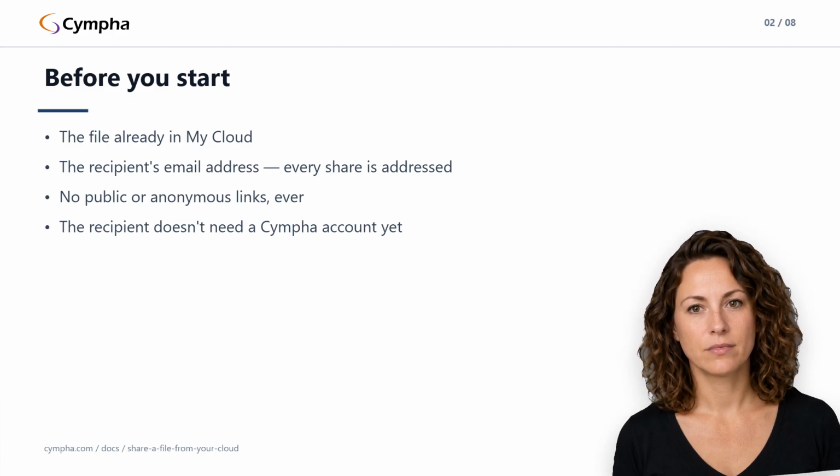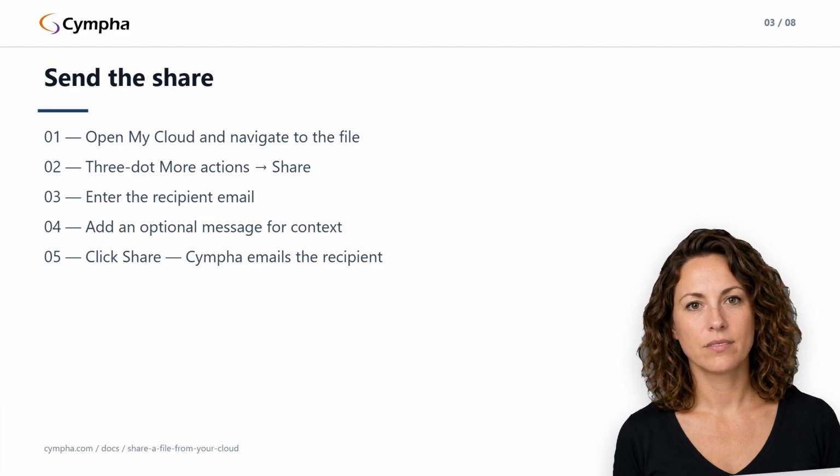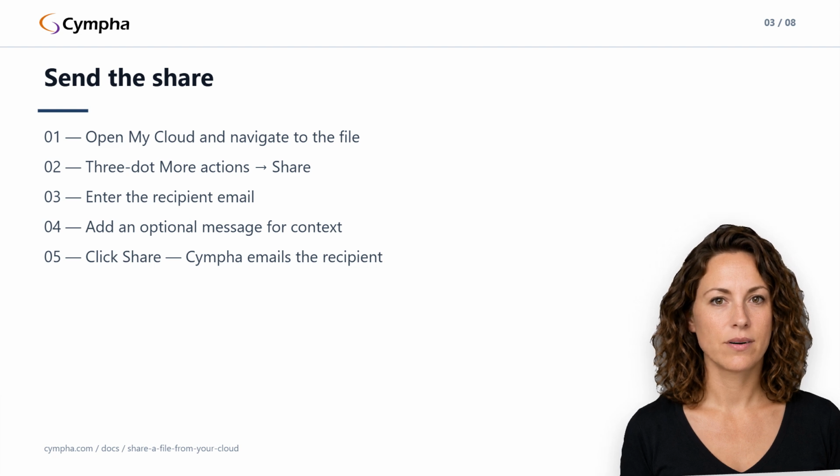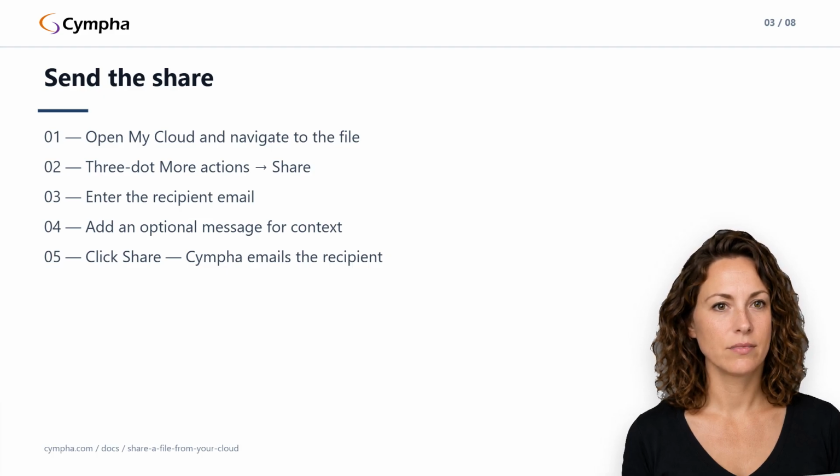Sending takes 5 clicks. Open your cloud page and navigate into the folder that holds the file, using the breadcrumb to keep your bearings. On the Files row, click the 3-dot More Actions button on the right and choose Share. A dialog opens with just 2 inputs. Recipient email is the only required field. Type or paste the address, and double-check it, because the share binds to exactly what you type. The second input is an optional message, free text that travels with the share. Use it for context, something like updated scan after the retake, let me know if the framing is okay. Then click Share to confirm. Cympha records the share against that email and sends the recipient an email on your behalf. That's it, the handoff is in flight.